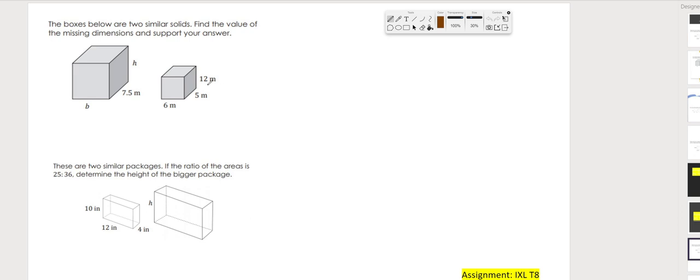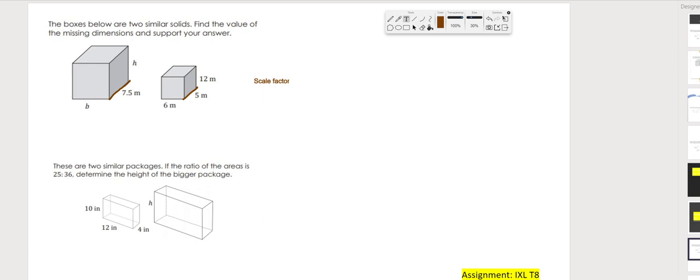So in this case, notice that you have two boxes. There are two similar solids. Find the value of the missing dimension and support your answer. If you see, on the bigger box they give you 7.5 meters, and the corresponding side on the smaller box is 5. So what we want to do is find the scale factor from one to the other.